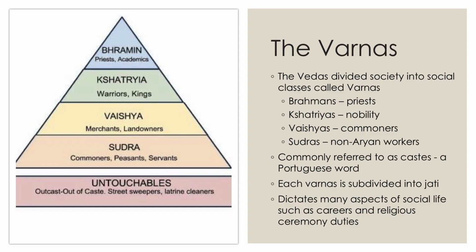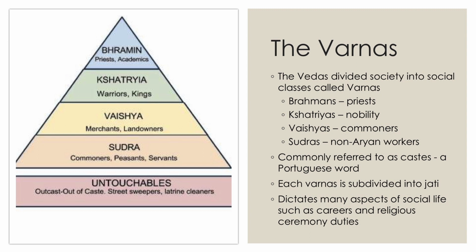The Vedas discuss a society that's divided up into social classes. These social classes are known as the Varnas. The four classes are the Brahmins, which includes the priests, the Kshatriyas, which are the nobility, the Vaishyas, which are commoners, and finally the Sudras, which are non-Aryan workers or manual laborers.